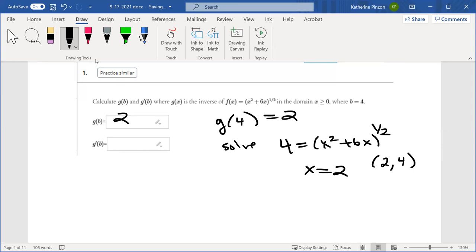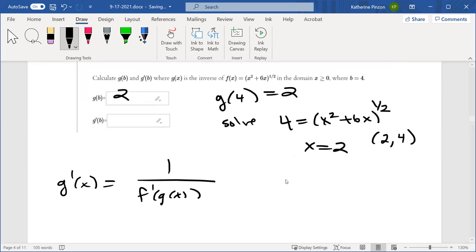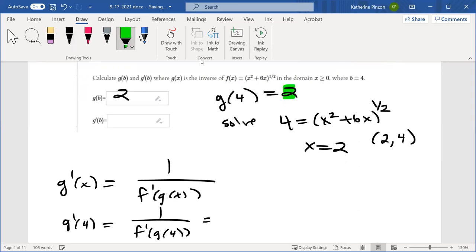Okay. Remember that the rule for inverses is 1 over f prime of g of x. This is how you find the derivative of an inverse. That was the rule from Wednesday. The derivative of an inverse is 1 over f prime of g of x. So to find g prime of 4, I need to do 1 over f prime of g of 4. But remember, g of 4, we just found out, was 2. So I need to do 1 over f prime of 2.